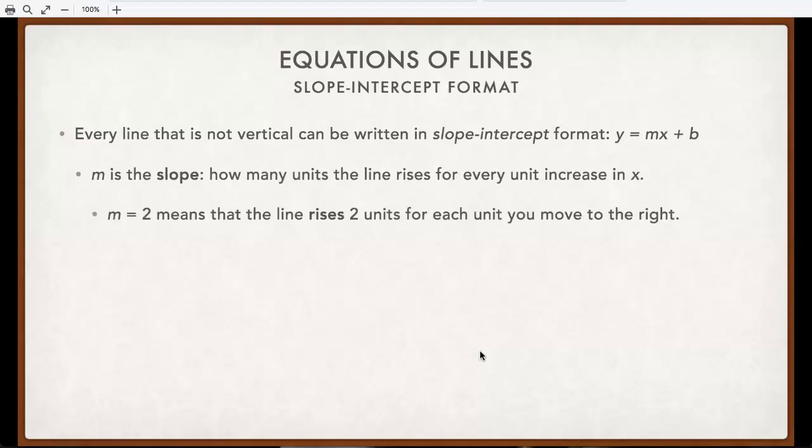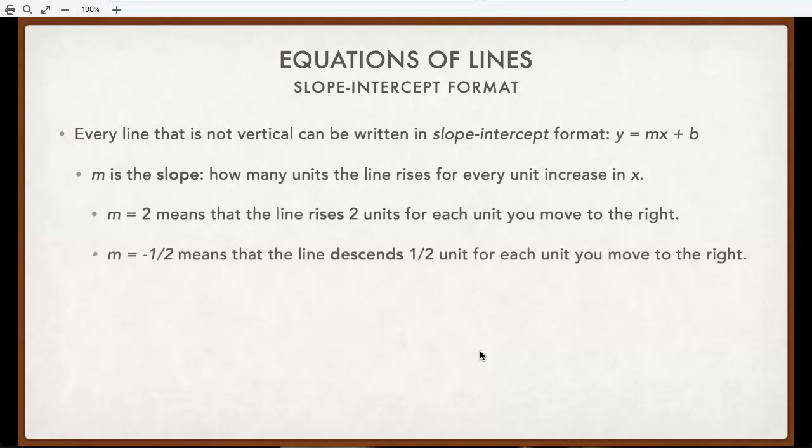So if our slope is 2, if m equals 2, that means that for each unit we move to the right, each unit we increase in x, it will go up 2, will increase y by 2. Similarly, m equals negative 1/2 means that the line goes down half a unit for each unit you move to the right.